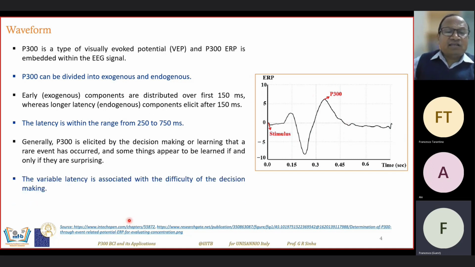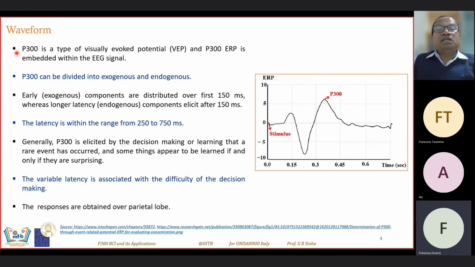The variable latency you can see here is associated with the difficulty of decision making. Actual decision making comes here, but there is always a confusion that the level of difficulty of decision making starts from 250 milliseconds. What is important is the parietal lobe, the area in the brain from where you get the response. It is actually the parietal lobe from where the ERP is generated for P300.